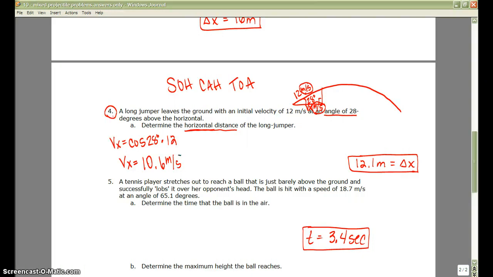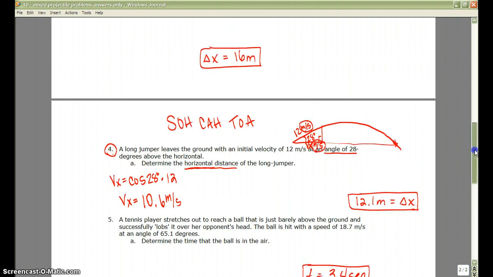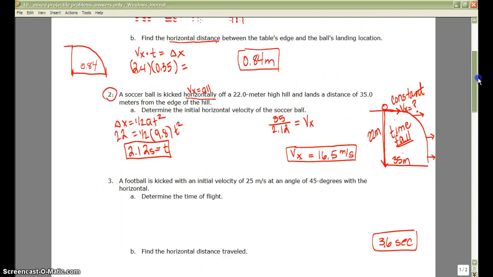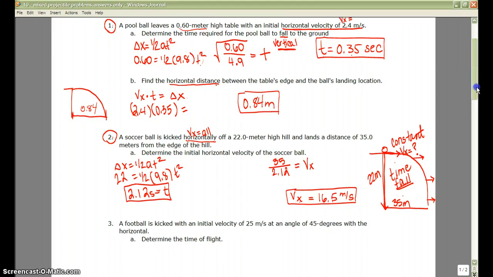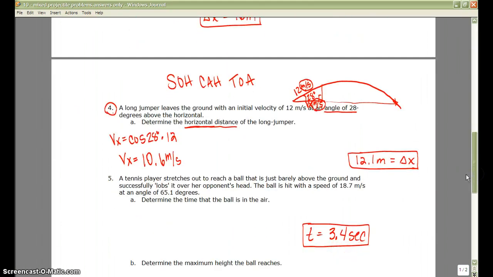So let's look back at our problem, and what we want to determine is the horizontal distance of the long jumper. So we know how fast he's going, so that speed along the bottom will carry him all the way over to the end point. But if I think about our previous problem up here, where we found horizontal velocity, horizontal distance, notice our equation that we have: velocity times time equals distance. I don't have time in number 4, but I can figure it out. So our next step is we want to figure out his time.